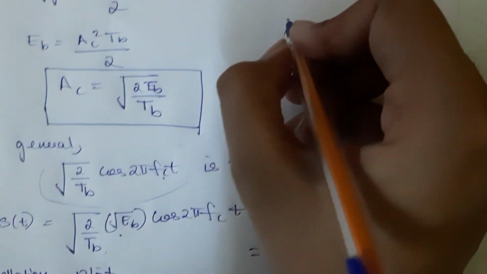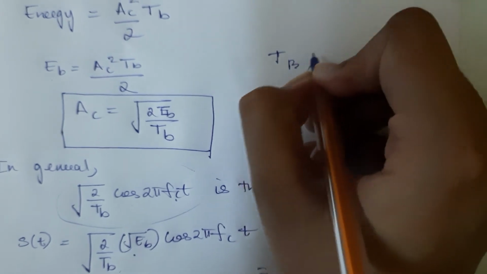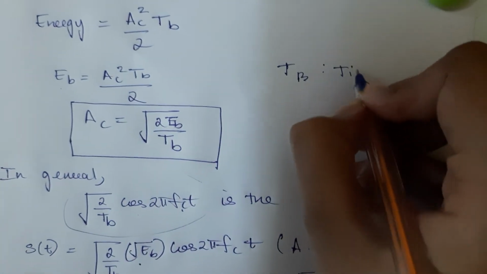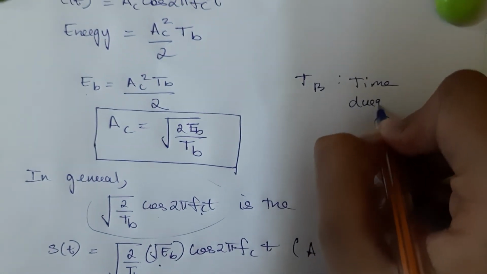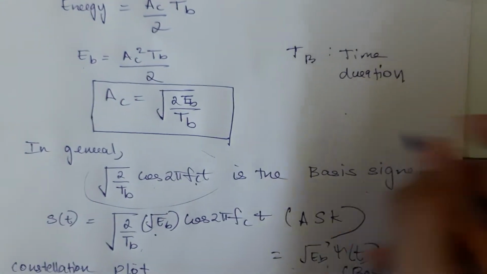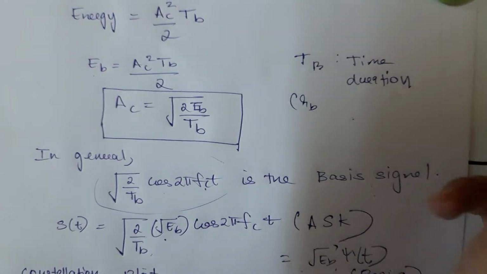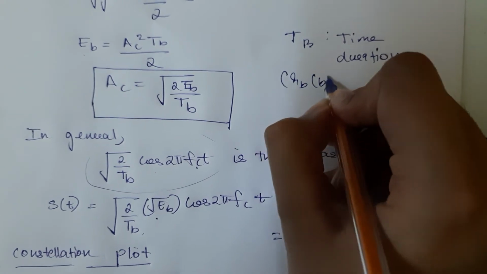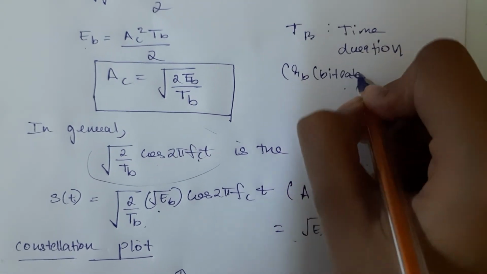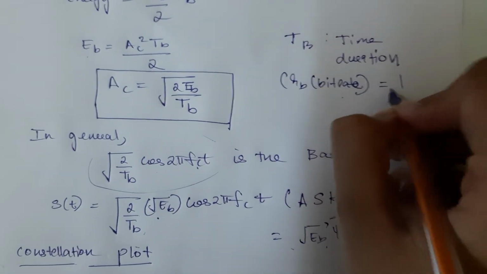where TB is nothing but the time duration. In general, in problems, they can give us RB also. RB is nothing but bit rate, that can be calculated as 1 by TB.